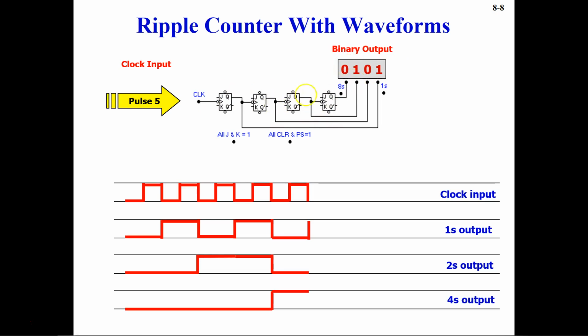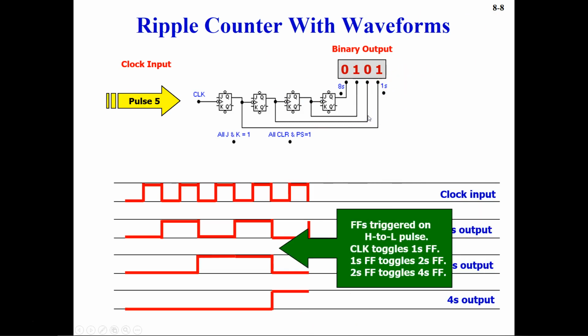But for now, understand that that's how it works, and this is the timing waveform, and this is counting up from 0 to 15. So flip-flops are triggered on the high to low pulse. The clock toggles the first flip-flop, the first flip-flop toggles the second flip-flop, and the second flip-flop toggles the next flip-flop. So that's what we saw here: first this was toggled, and then that sent the output as a clock pulse to the second one and toggles that one, and so on toggles the next flip-flop. So this was the ripple counter with waveforms.